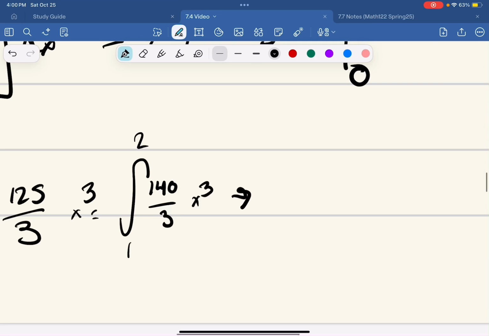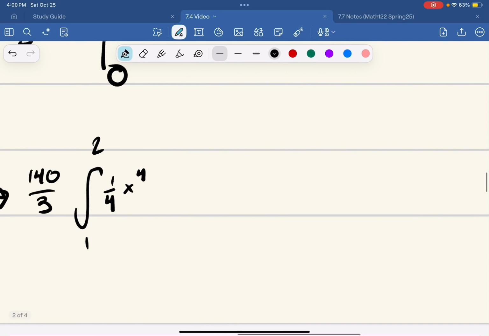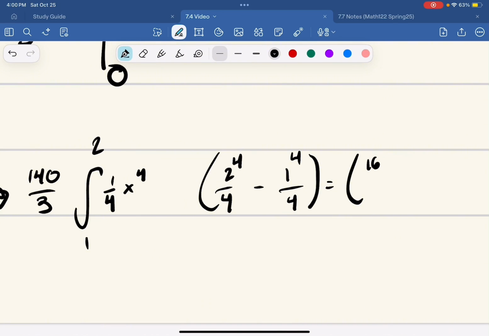To make it even easier on ourselves, I'm going to keep that 140 over 3 outside of the integrand. I'm going to put 4 here, and I'm going to go ahead and solve for this. So I'm going to plug in, or this is equivalent to this as well right here. And we have 1 to the 4th. This is equal to 16 over 4 minus 1/4.